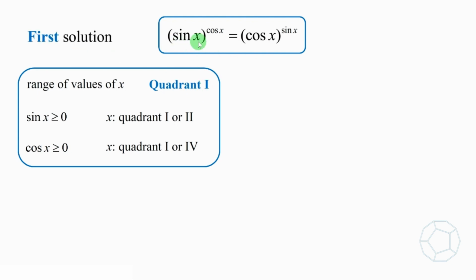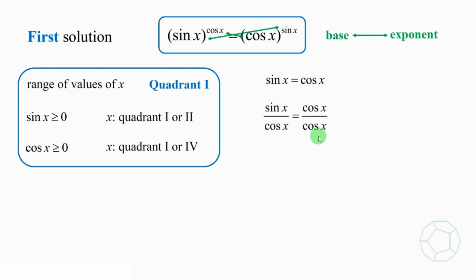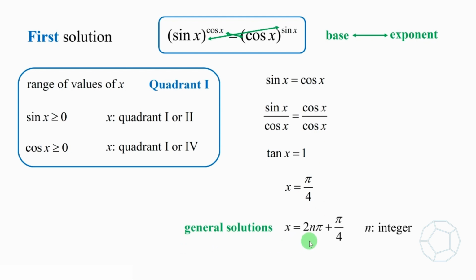You can see that on two sides of the equation, the base and the exponent are swapped. If they are equal, then the equation can be solved. So why not set sine x equal to cosine x? Then divide both sides by cosine x. We get tangent x is equal to 1. That is, x is equal to pi over 4. For general solutions, we have x is equal to 2n pi plus pi over 4, where n is an integer.